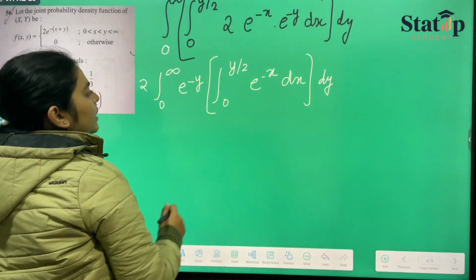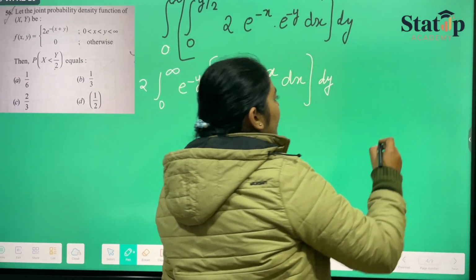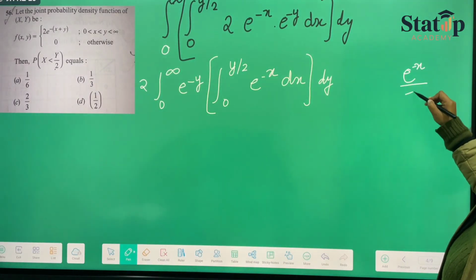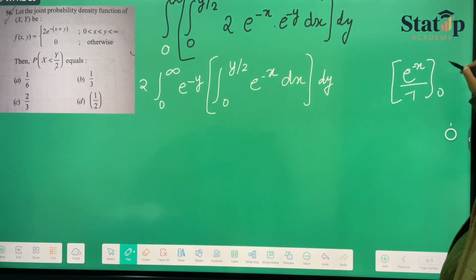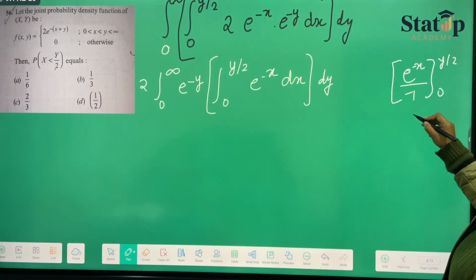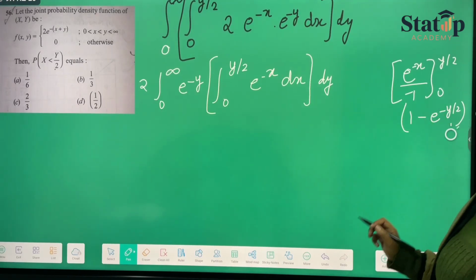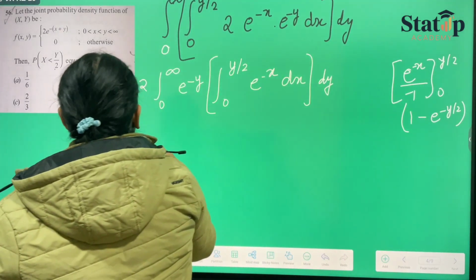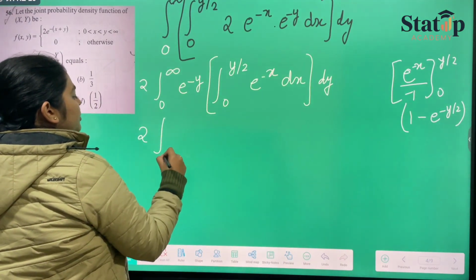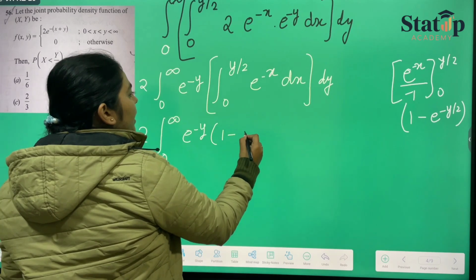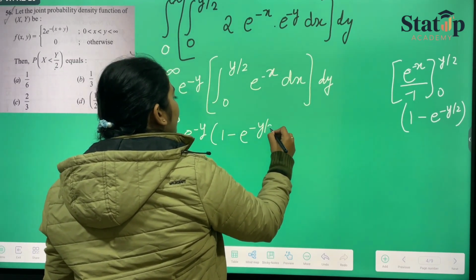So if we integrate e raised to the power x, we'll get our answer as e raised to the power x upon minus 1, and putting the limit 0 and y by 2, we'll get it as 1 minus e raised to the power minus y by 2. You can put it and see yourself. So it will be 2 into integration 0 to infinity e raised to the power minus y into 1 minus e raised to the power minus y by 2.